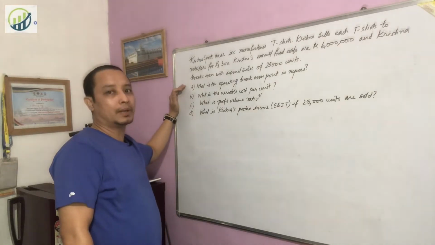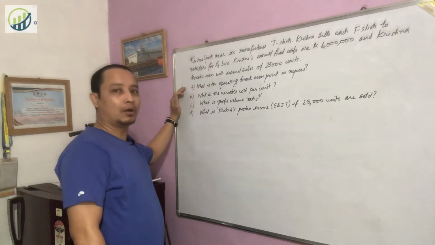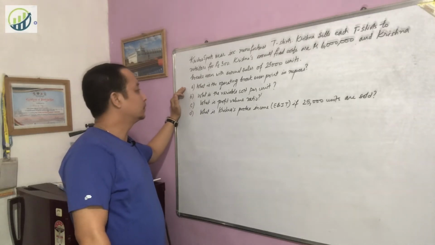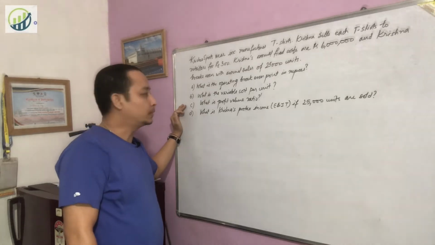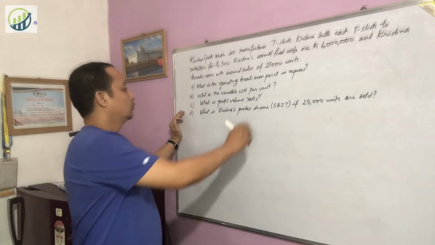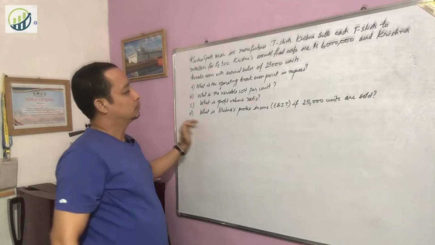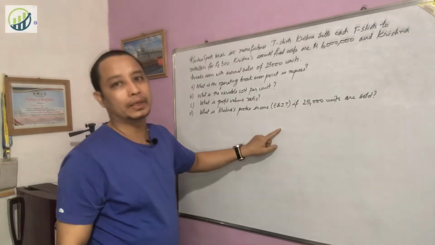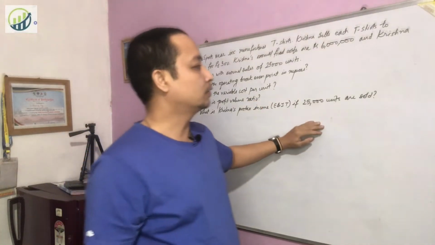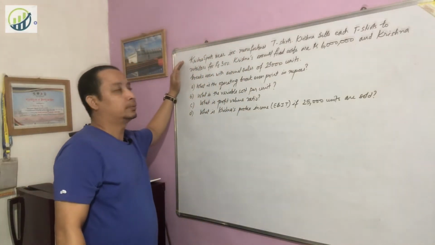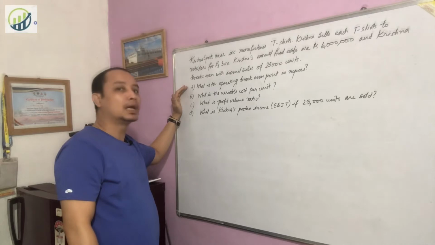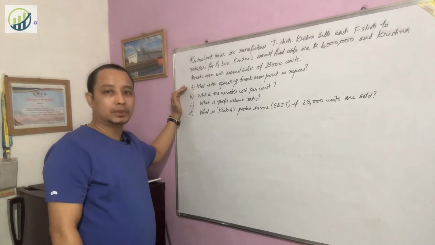So here you have to find what is the operating break-even point in rupees, what is the variable cost per unit, what is the profit volume ratio, and what is Krishna's pre-tax income, earnings before interest and tax, if 25,000 units are sold. So these are the information given and these are the questions asked here. So let's solve this problem.